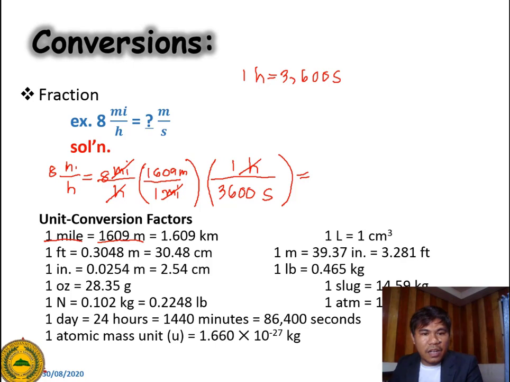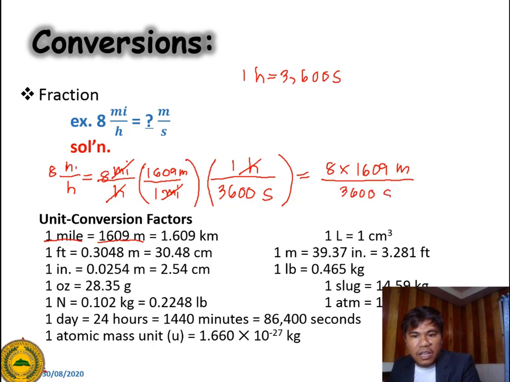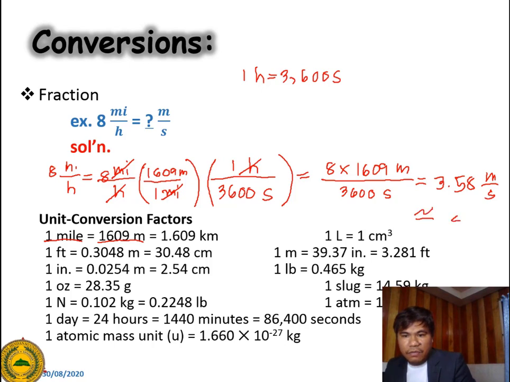All you have to do is then simplify the right hand side. That is actually you multiply 8 times 1,609 meters divided by 3,600 seconds, which is actually equal to 3.58 meters per second, or that is roughly equal to 4 meters per second. So that's the final answer.